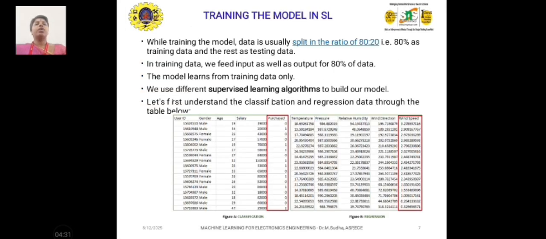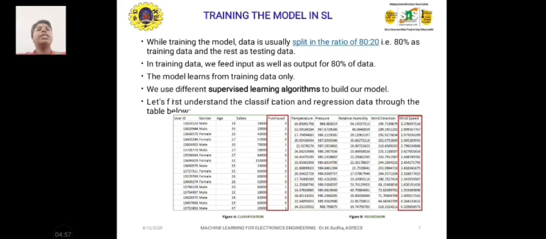And now, training the model in supervised learning: how is a model trained? While training the model, the data is usually split in the ratio of 80:20. That means 80% is training data and the rest is testing data. In the training data, we feed input as well as output for 80% of the data. The model learns from the training data only. We use different supervised algorithms to build our model.